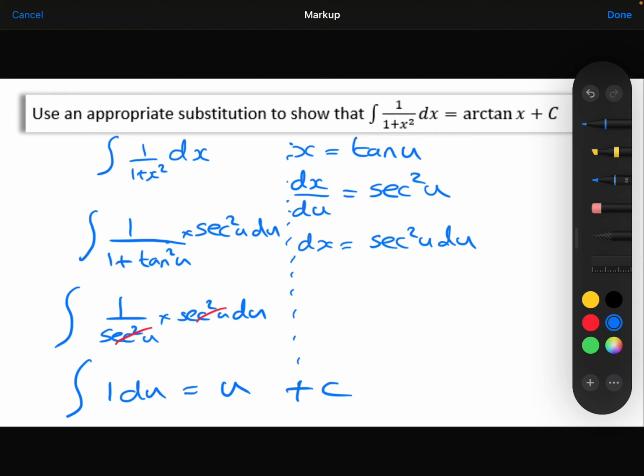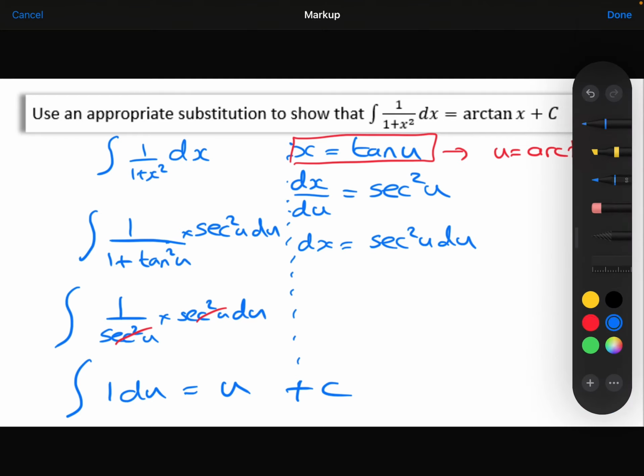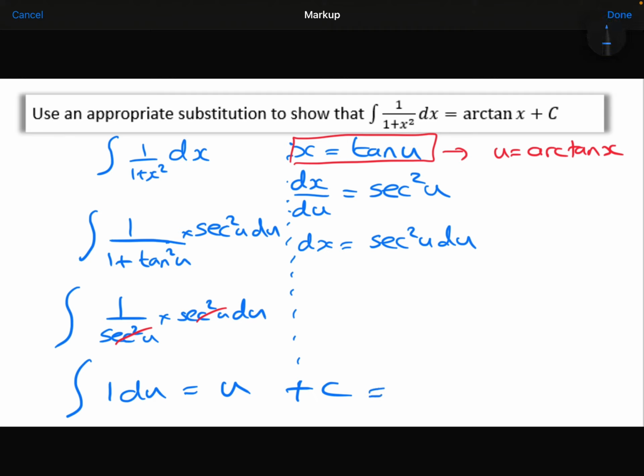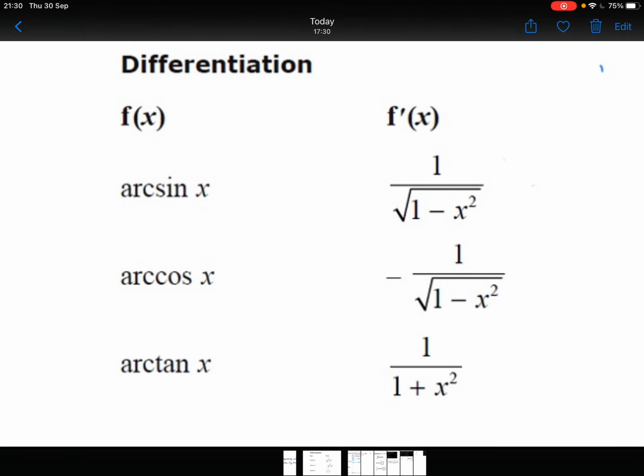I now need to swap u back. I come back to my substitution and remember that x is equal to tan u, which means that u is equal to arc tan x. So putting that into my result, I get arc tan x plus c. So that's how we can use integration by substitution to prove these results.